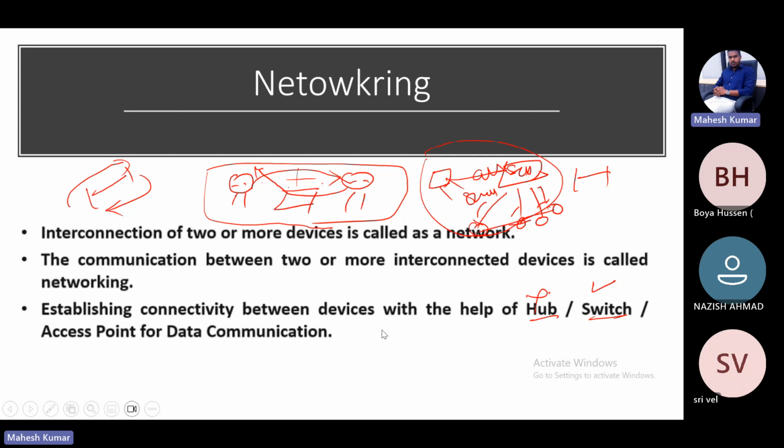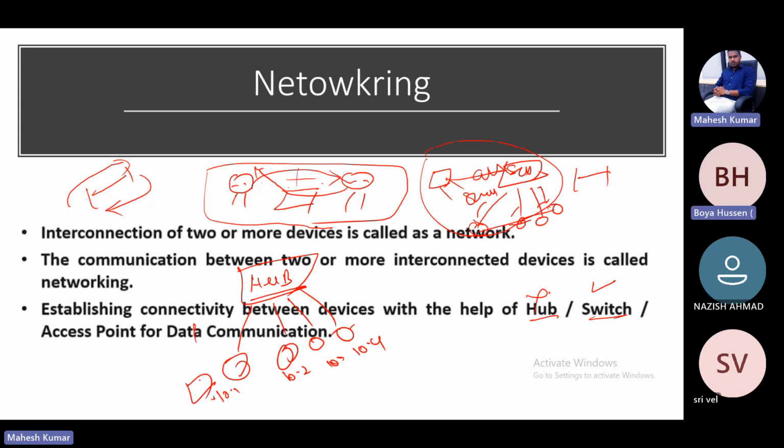So what is the difference between them? I'm just explaining. Let's suppose this is a hub, and under this hub there are 4 devices connected. Let's suppose the IPs of these devices are 10.1, 10.2, 10.3, and 10.4. 10.1 wants to speak with 10.4. The packet will be generated by this PC and sent to the hub, and the hub will send this packet to this one also, this one also, and this one also. This means it is broadcasting the packet. Hub is a dummy device. It doesn't have any technology to handle one-to-one communication. It is always broadcasting, so that's the reason this is not a good device.